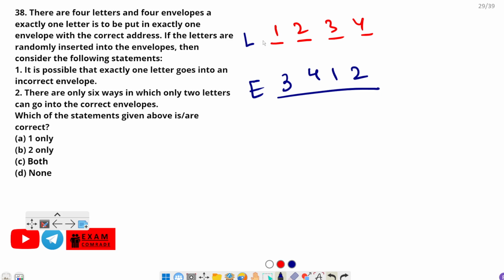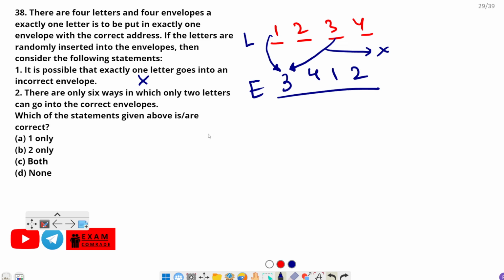For example, for the first statement we'll discuss. If we put 1 into 3, okay, you cannot put 3 in 3. So this will also go wrong. If one goes wrong, the other goes wrong. So it is not possible for one envelope to be put wrong. So the first statement is wrong. So what is the second statement? There are only 6 ways in which only 2 letters can go into the correct envelopes. Okay, let's find out the possibilities.